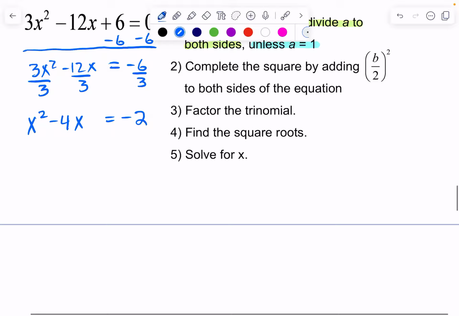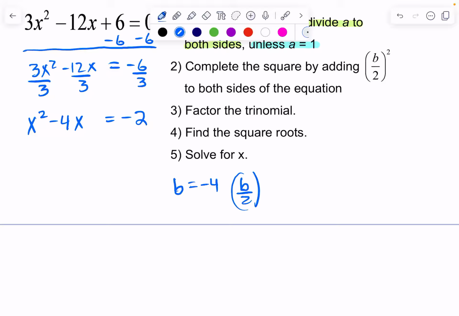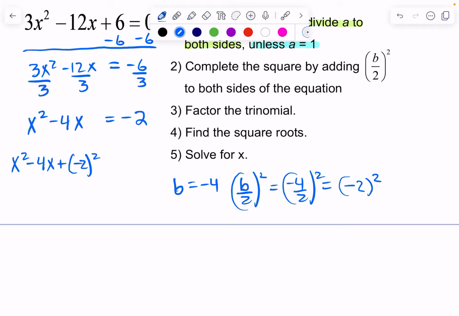Now I'm going to complete the square. My b in this case is negative 4. My (b/2)² would equal (-4/2)², which would equal (-2)². So now I'm going to add my (b/2)², which is (-2)², to both sides.